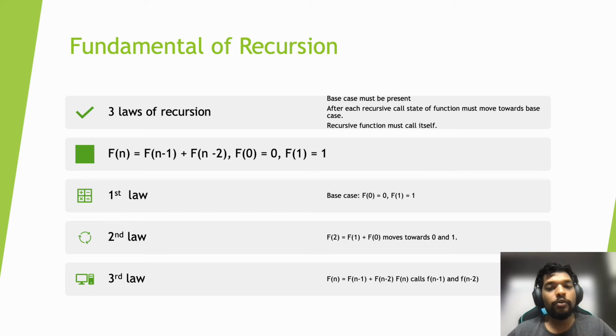Now let's look at the first law for this function. First law, the base case is f(0) = 0 and f(1) = 1. And the second law, where in each iteration we should move towards the base case. The second law, f(2) = f(1) + f(0), where we can see that in the representation, it moved towards 0 and 1. Now the third law, f(n) = f(n-1) + f(n-2). So we can see that the value of n reduces itself so that it becomes closer to 0, and it calls itself again.